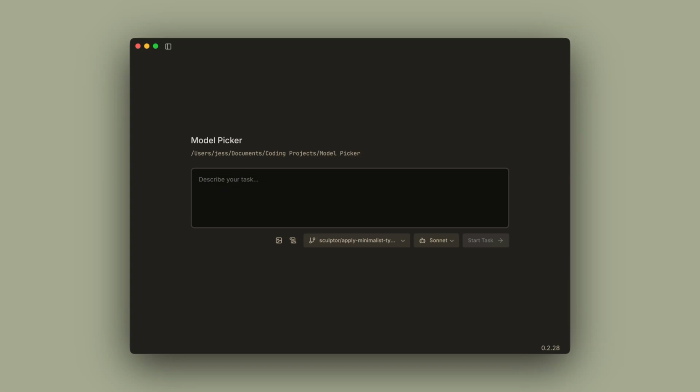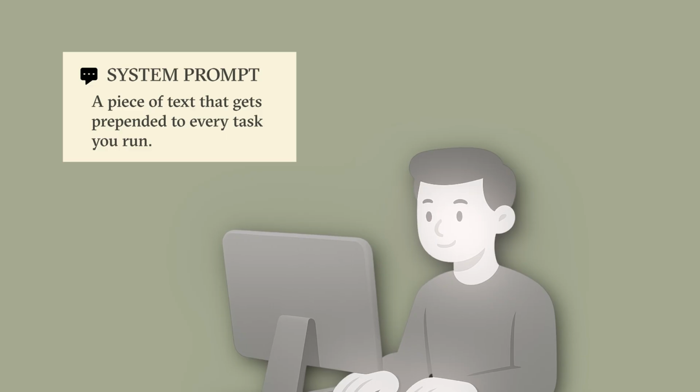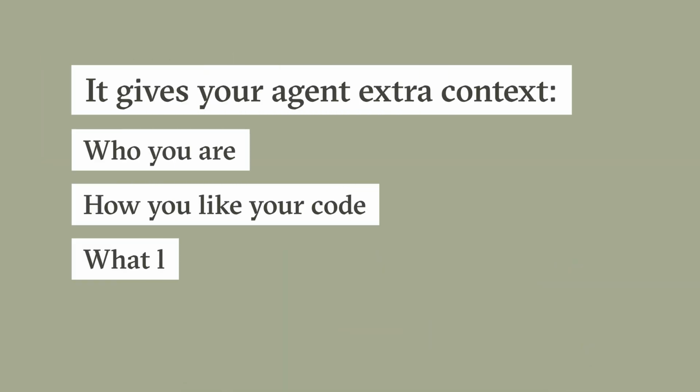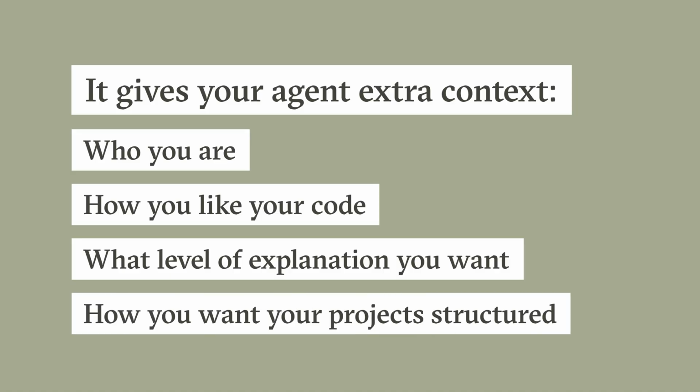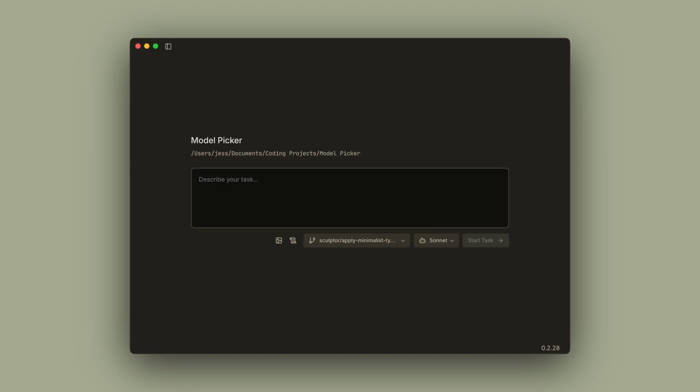Hey everyone, in this video I'm going to show you 10 lines you should include in your system prompt to get better, more consistent output from your AI coding agents. A system prompt is basically a piece of text that gets pre-appended to every task you run. It gives your agent extra context: who you are, how you like to code, what level of explanation you want, and how you want your project structured. Think of it like a permanent developer profile that Sculptor uses behind the scenes every time you ask it to do something. This is super useful, so let's dive in.